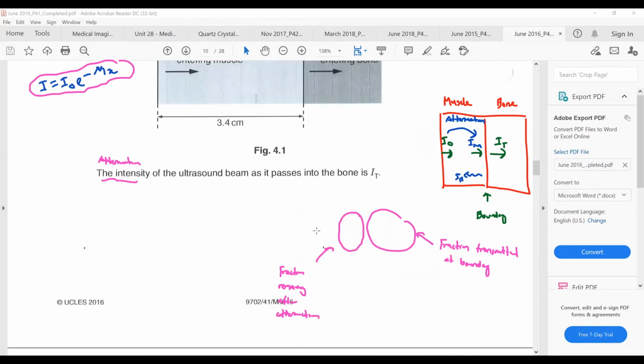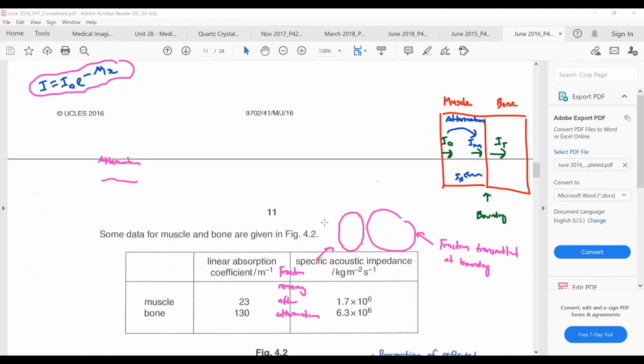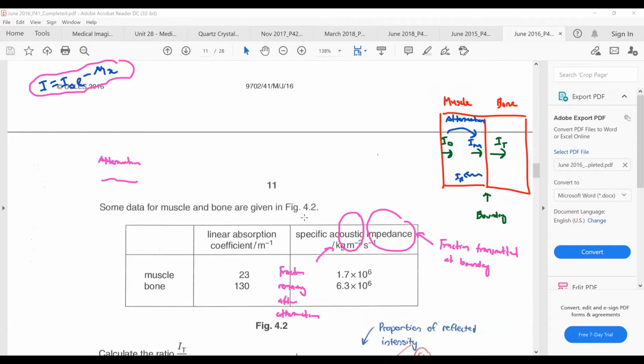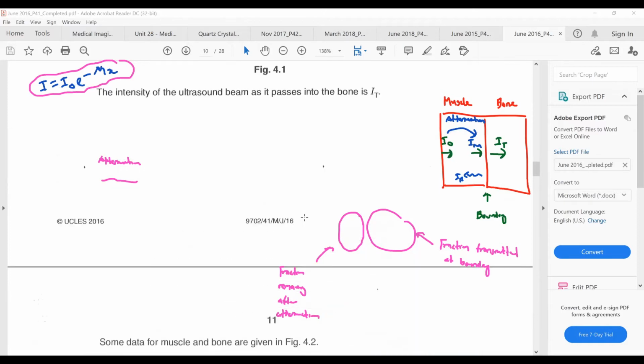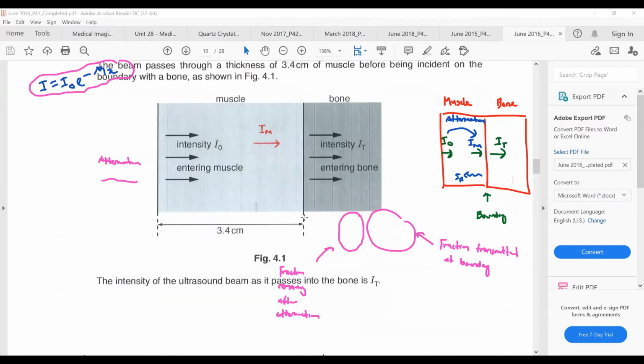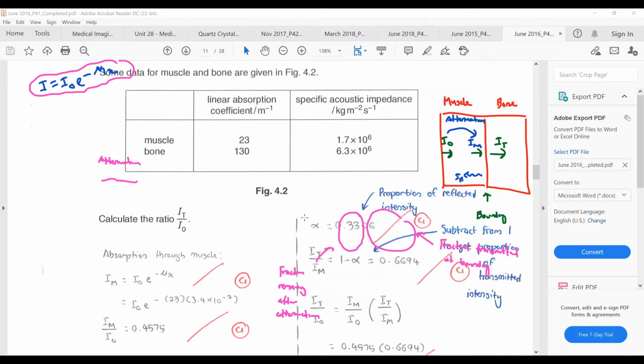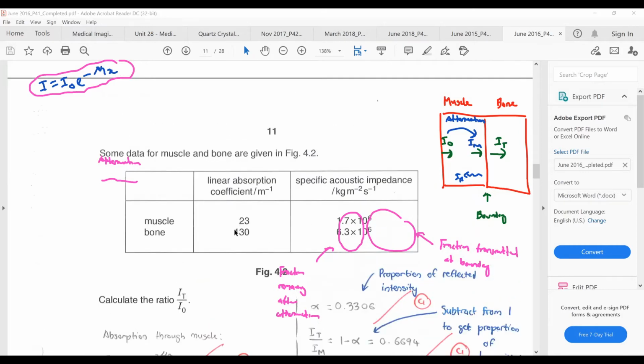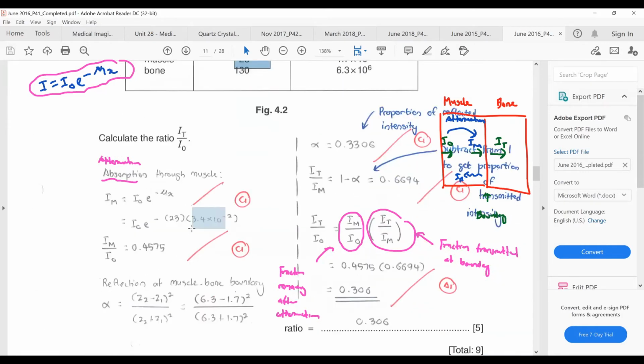In your case here, when you want to use the mu x, you need to change some of the things. Your mu is in per meter. Your thickness, you need to change to meters also. Your thickness of your muscle is 3.4 centimeter. You need to make sure you change it to meter because your mu is in per meter.